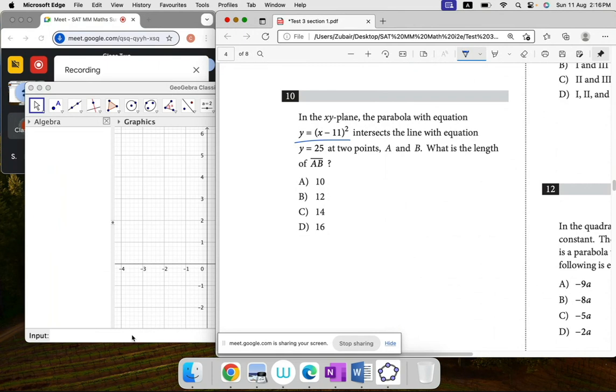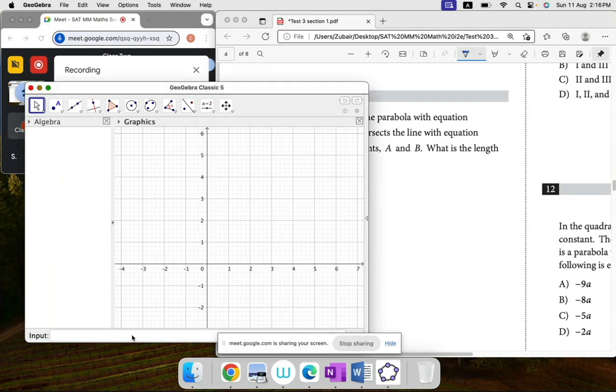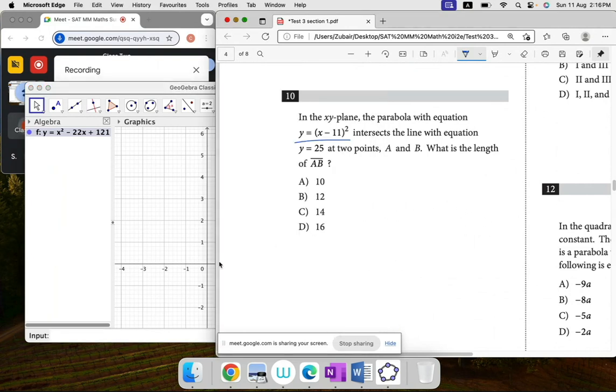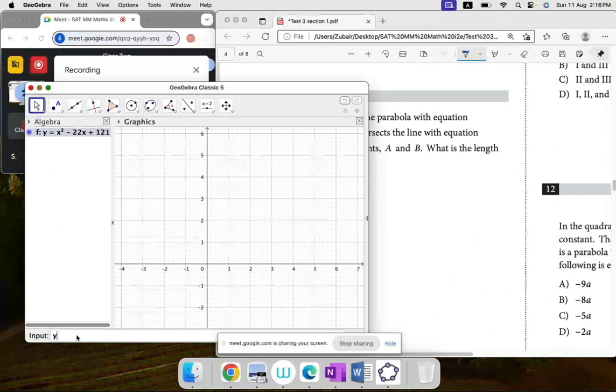So y is equal to (x minus 11) whole square. And the other one is y is equal to 25.